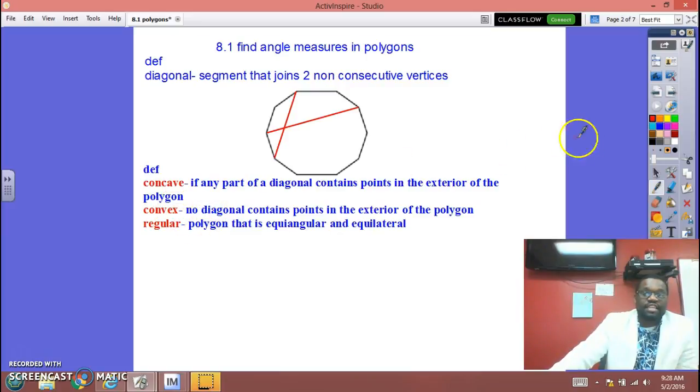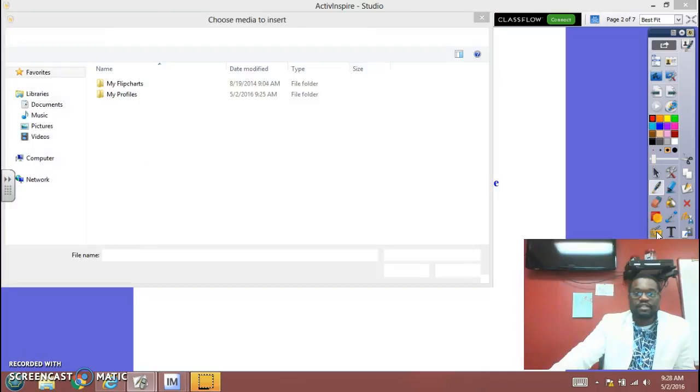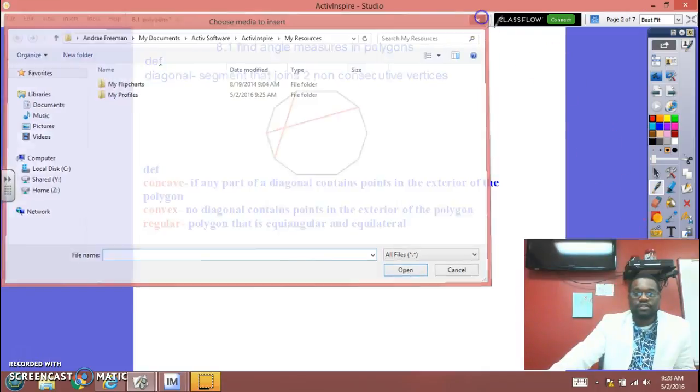Concave and convex. Any part of a diagonal that contains points on the exterior. So we've got the inside of the shape here and the outside of the shape. We call it concave if any part of it is on the outside. Whoa, didn't want that to happen.